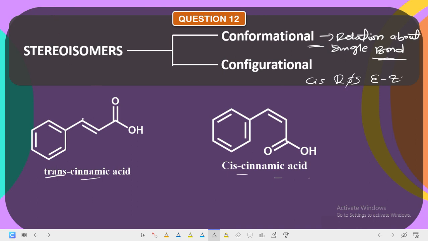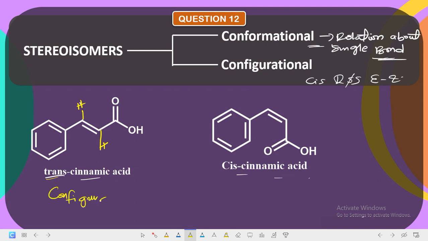Now you discover that this one here has one hydrogen here, and this one here has one hydrogen here. You see that about the double bond, one of the hydrogens is up and the other one is down. So when one hydrogen is up and the other one is down, like they are not facing the same direction, you call it the trans form. So this is an example of configurational isomer.